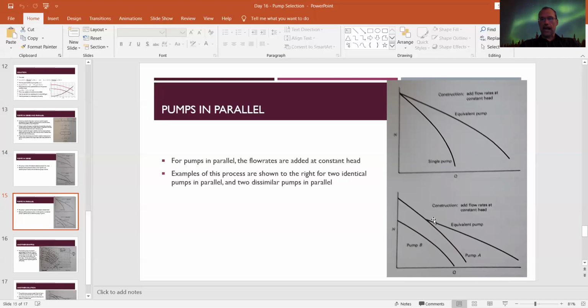Then as I come down, once I get below this point, pump B starts doing something. So now pump B starts adding to pump A. So now this equivalent pump curve deviates from my pump A curve because pump B is actually helping now. So this, again, is my equivalent pump curve. In this case, pump A and B in parallel.